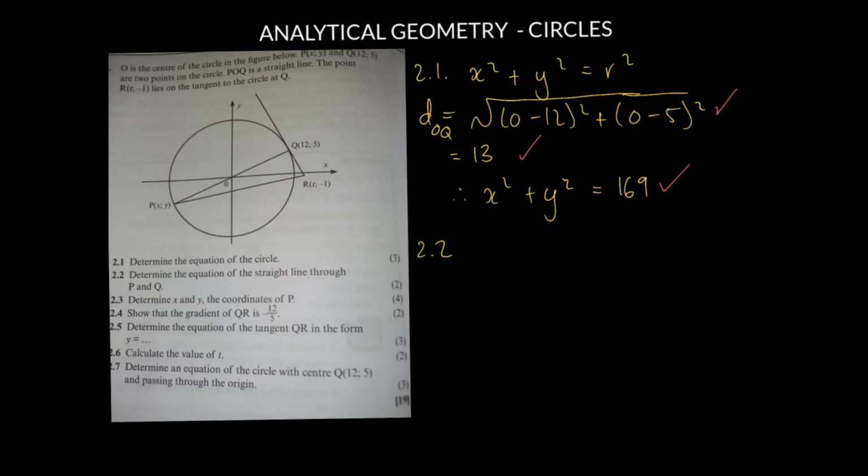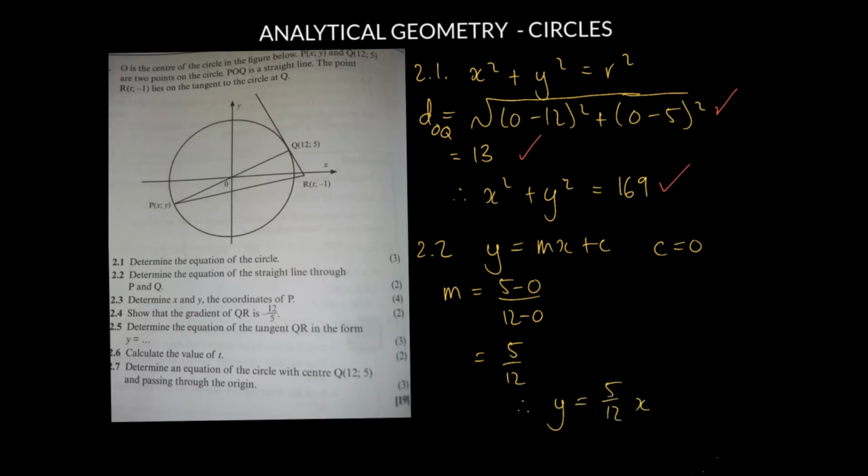Okay, next question, number 2.2. They've asked us to determine the equation of the straight line through P and Q. So straight away we can see that it passes through the origin. So that means that when we're working with y equals mx plus c, which is the equation of a straight line, straight away we know that c is equal to 0. So we just have to work out the gradient. We would calculate the gradient from the two pairs of coordinates that have been given to us. So the origin, 0 and 0, and then Q, change in y, 5 minus 0 over change in x, 12 minus 0, which means that the gradient of this line would be 5 over 12. So therefore it has to be the line y equals 5 over 12 x.